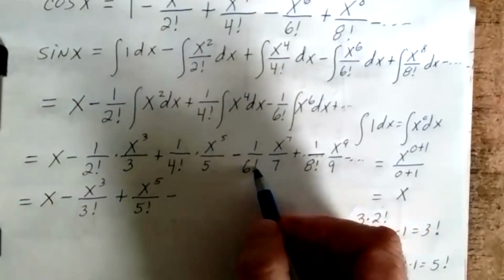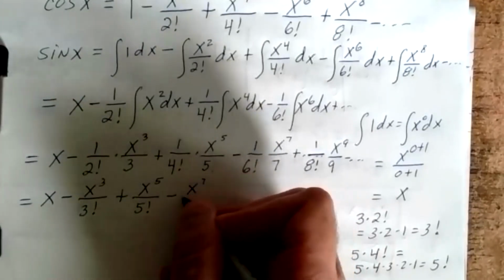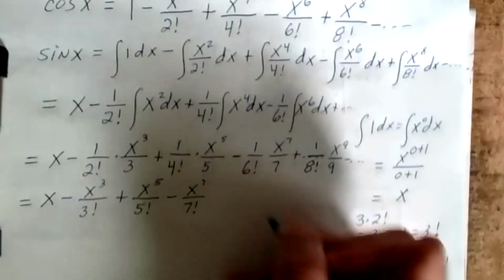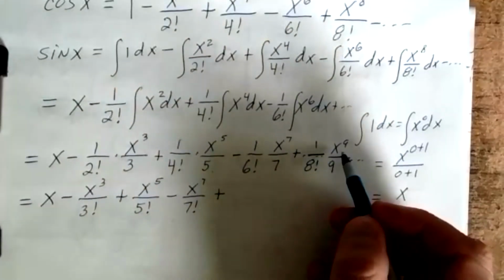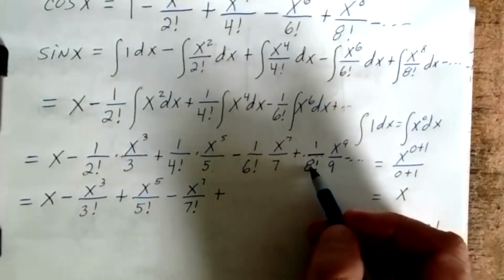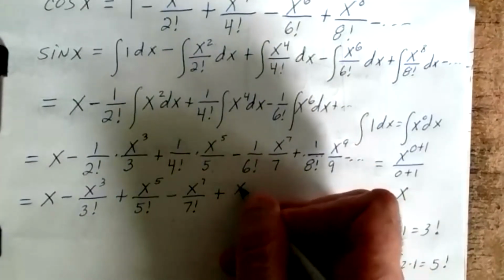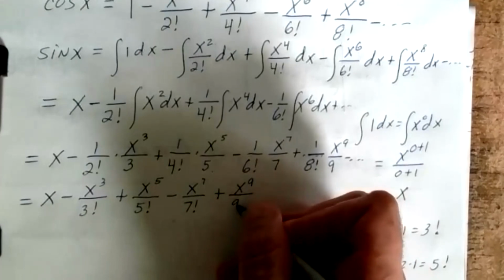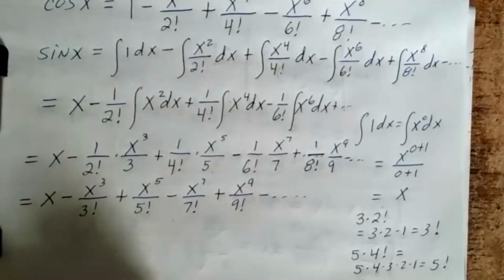Plus, this is going to be x to the 5th power over 5 factorial. Minus 6 factorial times 7 is really 7 factorial. So we have x to the 7th over 7 factorial. Plus, this is going to be x to the 9th over 9 factorial. 9 times 8 factorial is 9 factorial. Minus, et cetera, et cetera. So on and on this goes.